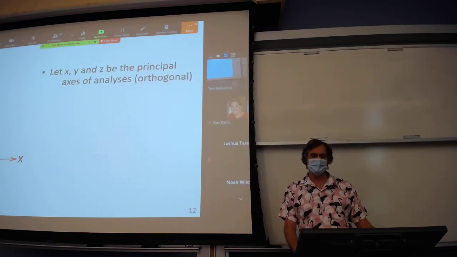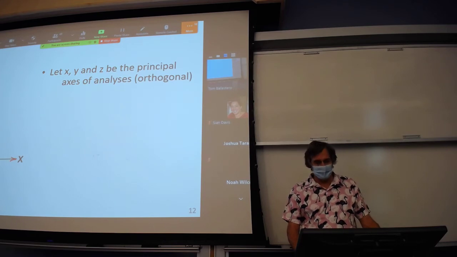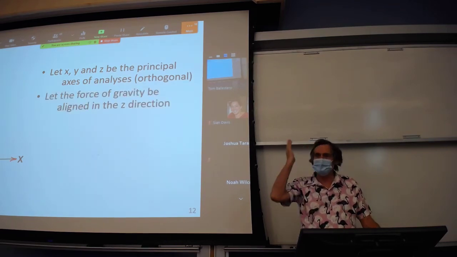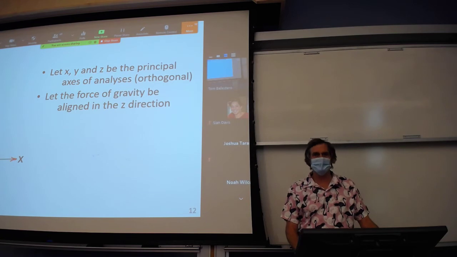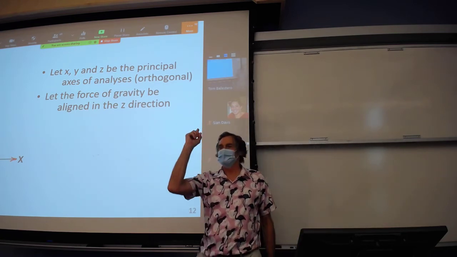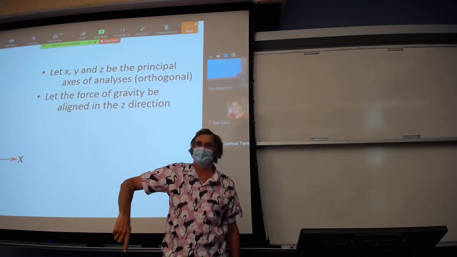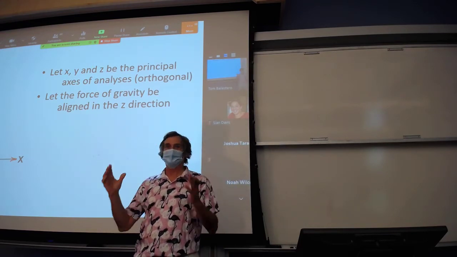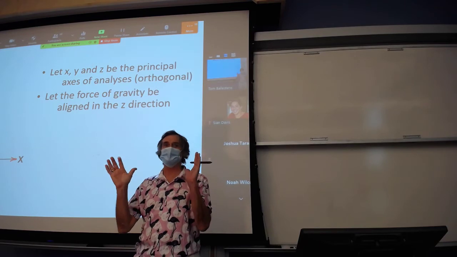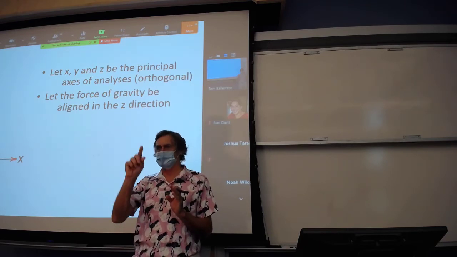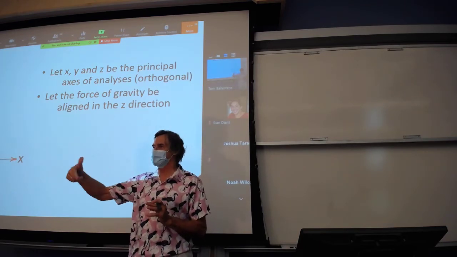So X, Y, and Z are the principal axes. They're all orthogonal. The force of gravity is, again, collinear with the Z direction. So think about it. Z is positive up. Acceleration of gravity is in this direction. And when we use it, MA, that gives us a force. And so we need to include sign conventions, but only once. You don't keep including it time after time after time.